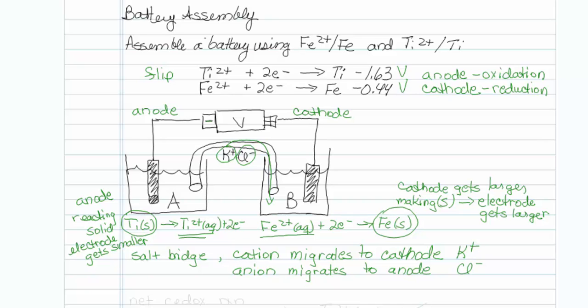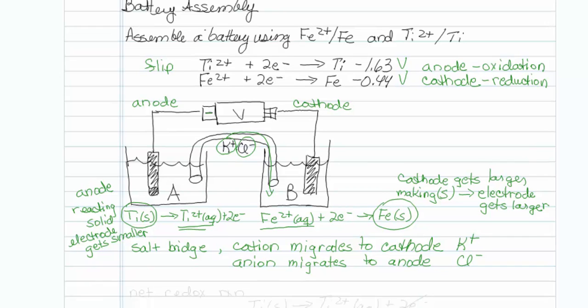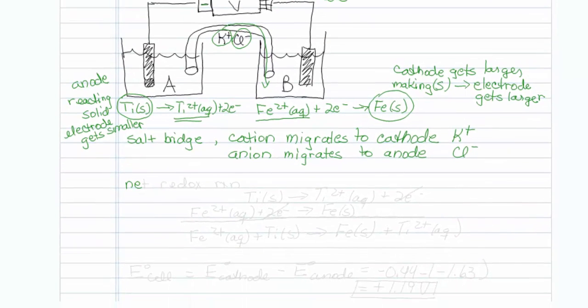What about the net redox reaction? Oh, well, that's easy enough. My anode reaction is my titanium solid going to Ti2+ plus 2 electrons. My cathode reaction is my Fe2+ plus 2 electrons going to Fe solid. And those very nicely cancel out.